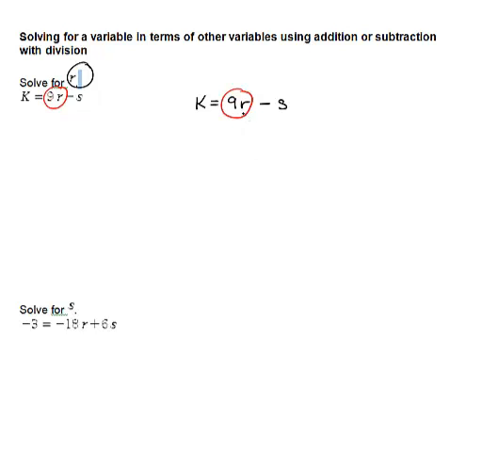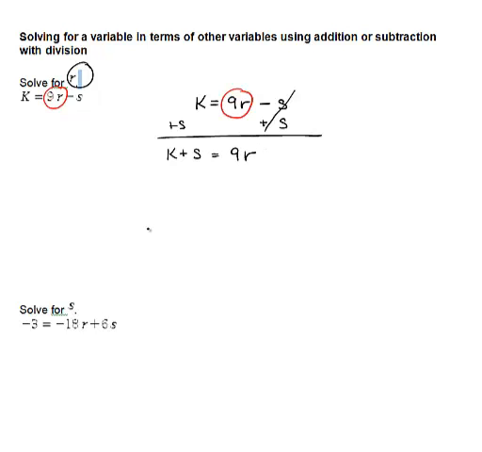So I look and I think, well, how do I get rid of this minus s over here? Well, since I'm subtracting an s from the 9r, I'm simply going to add that s. And I'll add the s over on both sides so as to not upset the balance of the equation. So I get k plus s on one side, this side cancels, equals 9r.